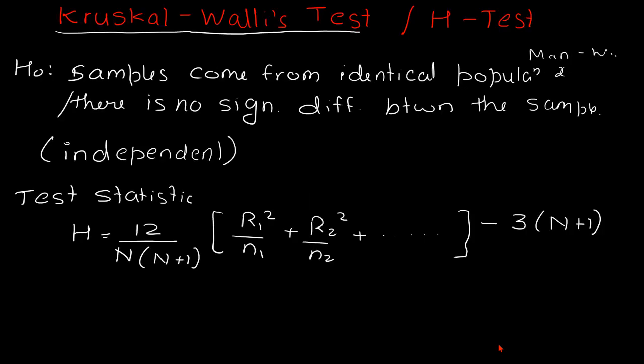So I'll just revise this Kruskal Wallis test, also called the H test. Now just remember this. Both the names can be given, or either of the names can be given in the question, so don't get confused. So in this case, when the samples are independent, at that point of time this Kruskal Wallis test is used, and this test statistic is given by H is equal to 12 upon capital N into (N plus 1), into r1 square upon n1 plus r2 square upon n2, and so on, till minus 3 (N plus 1).